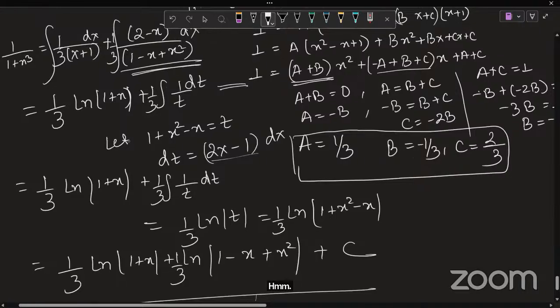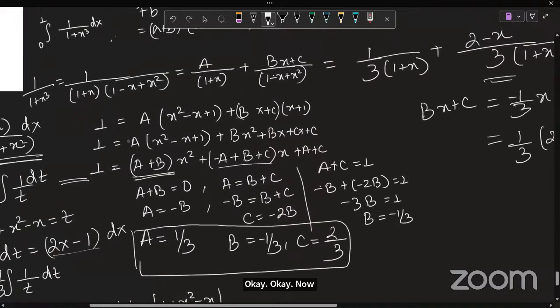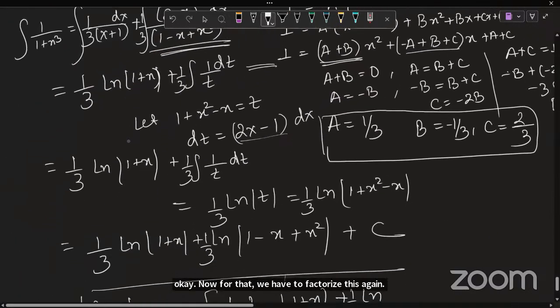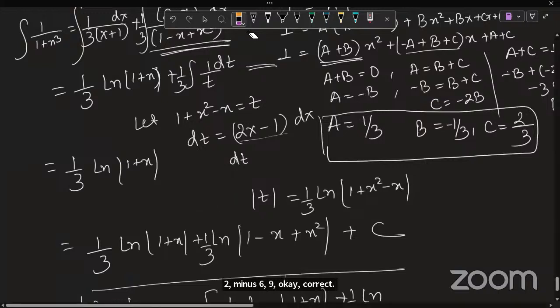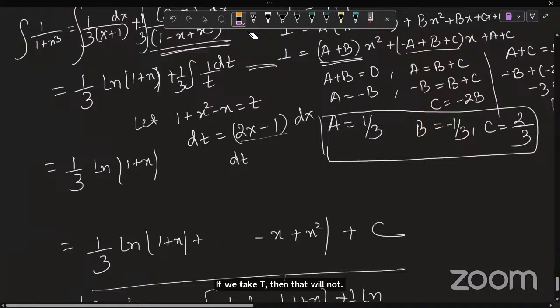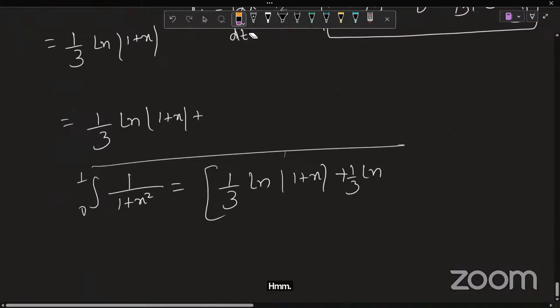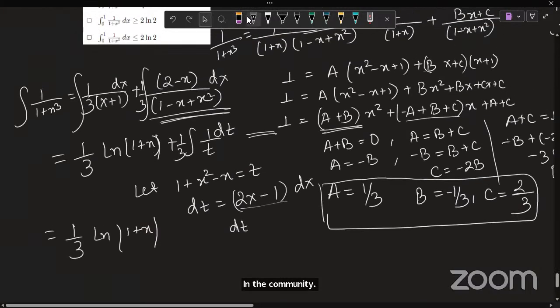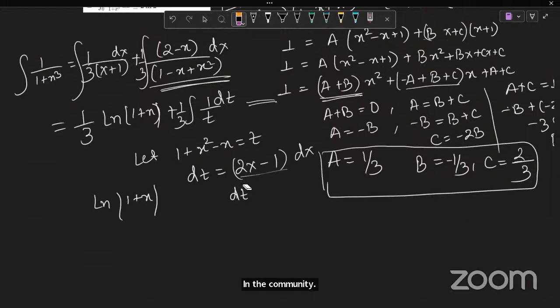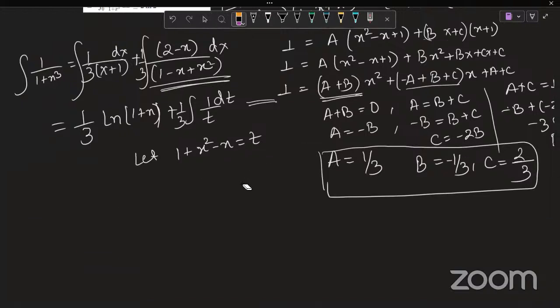Okay. Now for that we have to factorize this again, I guess. 2 minus 6, right? Okay, yeah, correct. That will not work. If we take t, then that will not work. You have written it correctly, right?